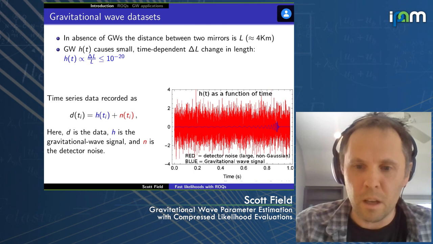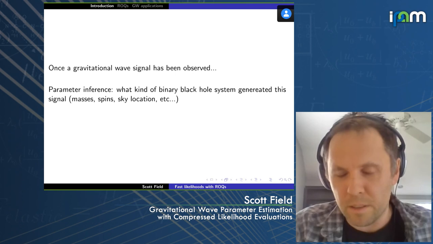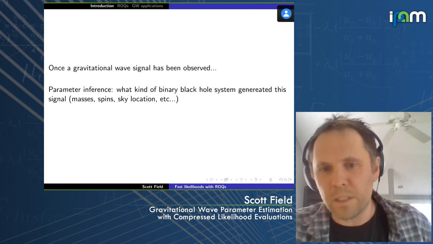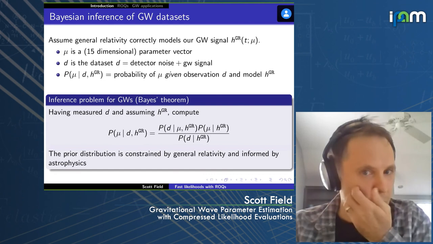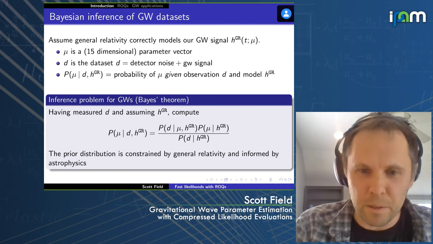So the inference problem, we've heard about this many times. That's really what the workshop is about, trying to characterize the properties of the signal that we're seeing: the masses, the spins, the sky location, and so on. Again, keeping with the tradition of all the talks, I throw up the obligatory Bayes theorem slide. So here's the inference problem for gravitational waves.